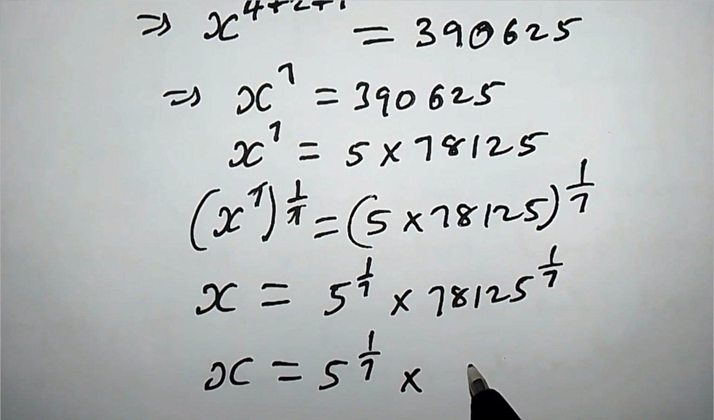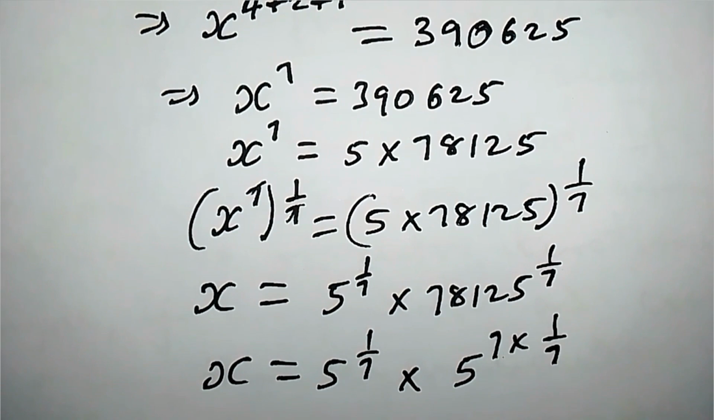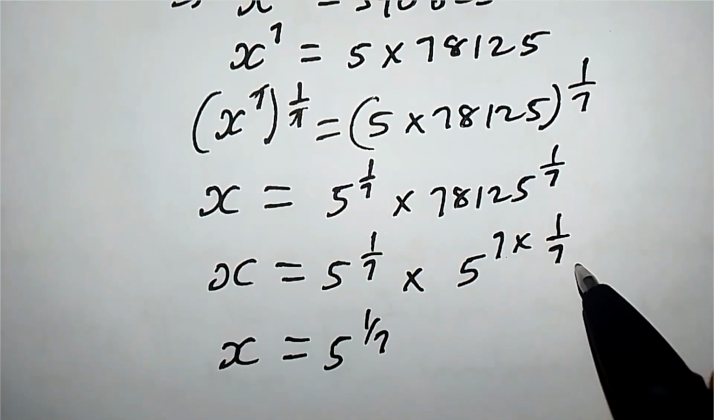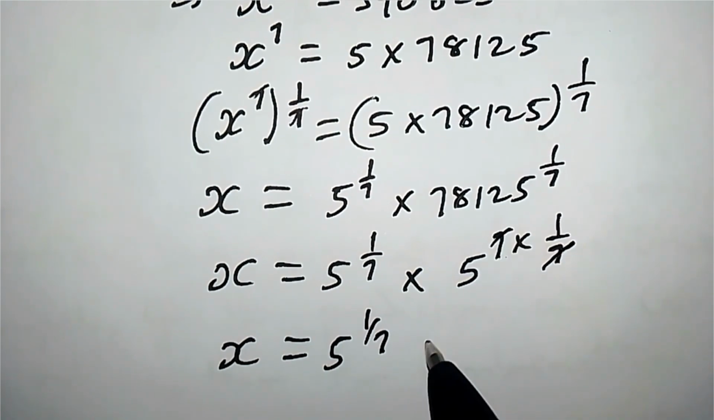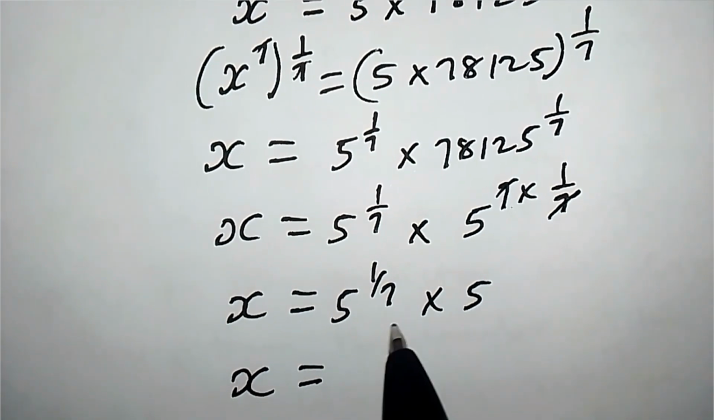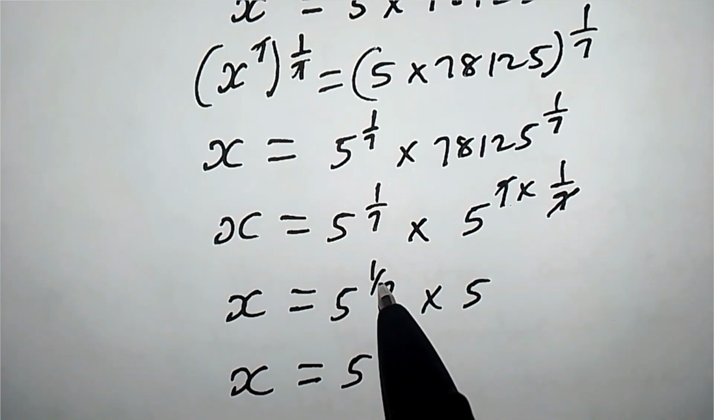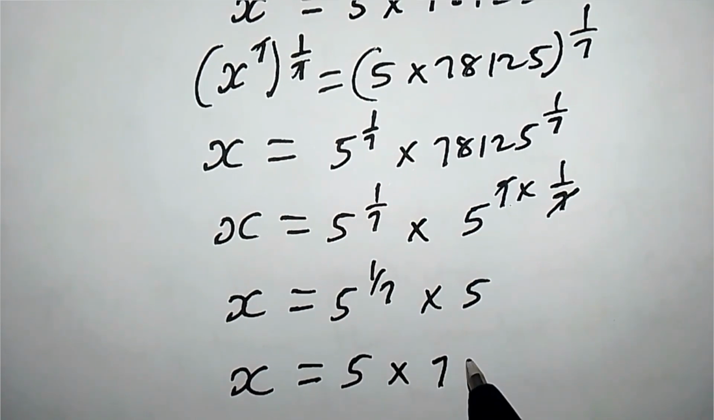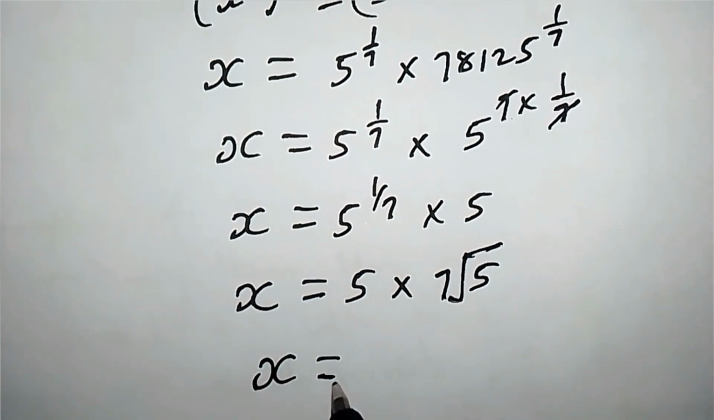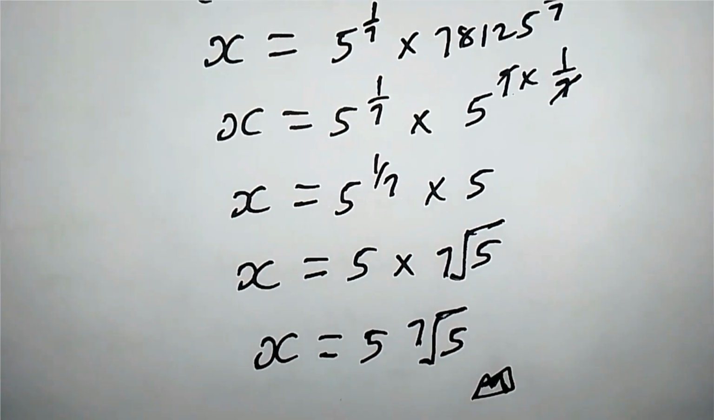So x is equal to 5 to the power of 1 over 7 times, if you press your calculator, 78125 is simply the same thing as 5 to the power of 7. So we're going to have times 1 over 7. So x is equal to 5 to the power of 1 over 7 times 5, since this takes care of this. Rearranging, we have 5 times 5 to the power of 1 over 7, which is the same thing as the 7th root of 5. So our value of x is equal to 5 times the 7th root of 5, which is the required solution.